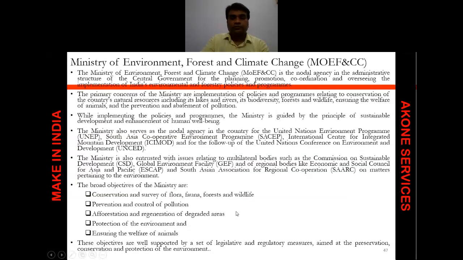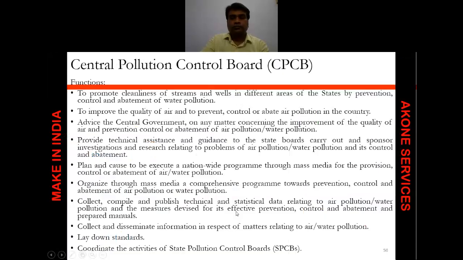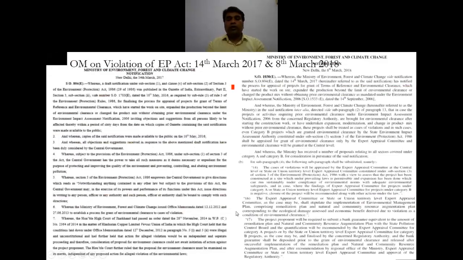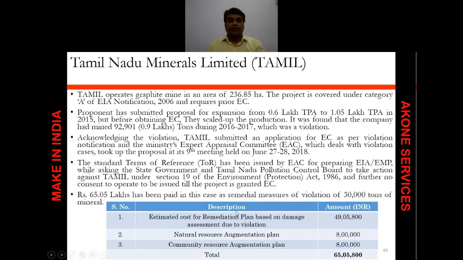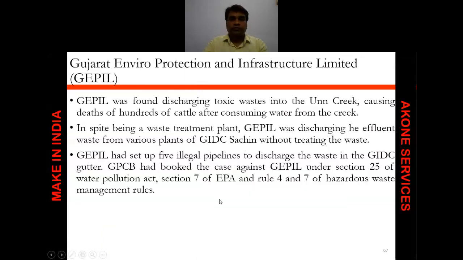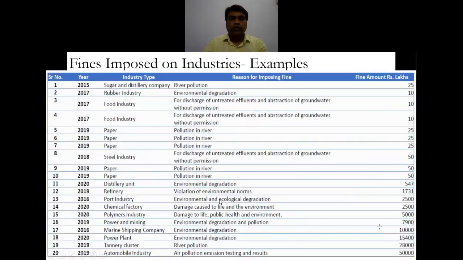presentation. For the calculation of environmental compensation, also for the penalty, bank guarantee, etc., here you must be aware. Here you can see.